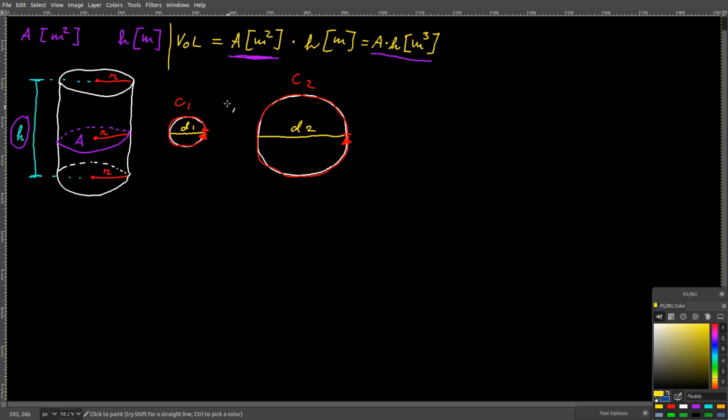And so, the small circle has a circumference C1 and a diameter D1, and then the big circle has a circumference C2 and a diameter D2. And now, if I divide C1 over D1, then I will get a number. However, if I divide C2 over D2, then I will get the exact same number. And that number is called pi. So you have pi here, and you also have pi here.